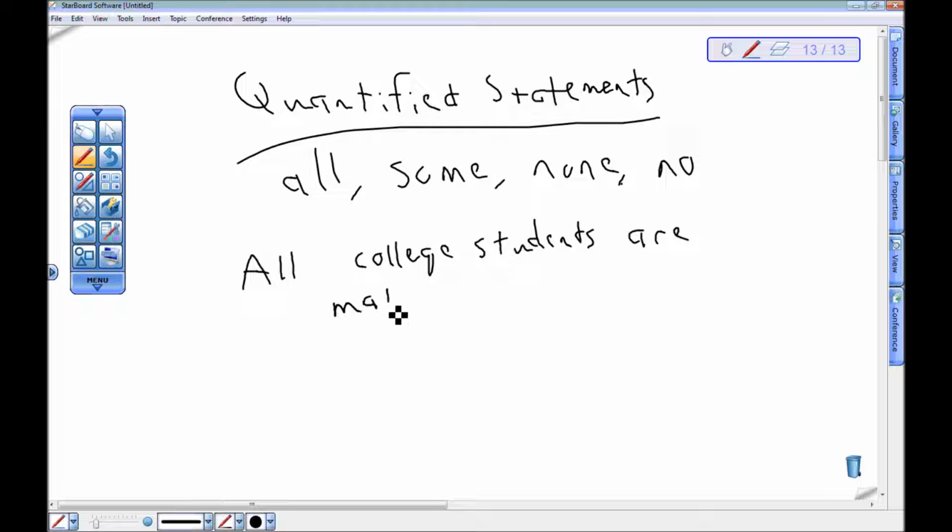are math majors. This is a quantified statement because it starts with the word all. So I'm not just talking about one college student. I'm talking about every single college student there is. That makes this a quantified statement because I'm talking about a quantity of students, specifically all of the college students.